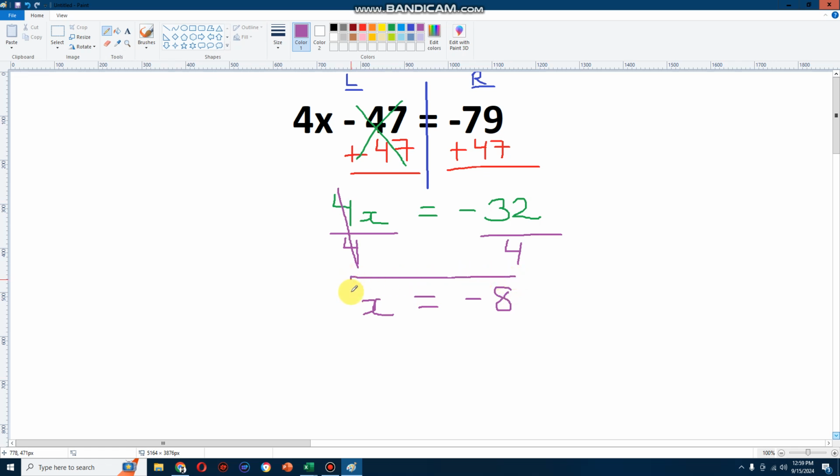And there we go. That is our final answer for this equation. And you can substitute this into the x, put it in the calculator, and you find out 4 times minus 8, which is minus 32, minus 47 is equal to minus 79. And this would be the correct answer. And this is how you use the inverse technique.